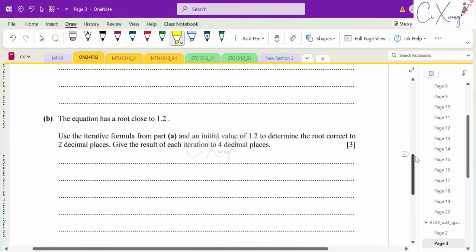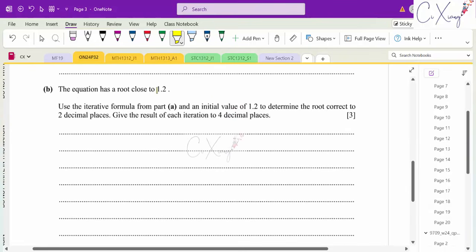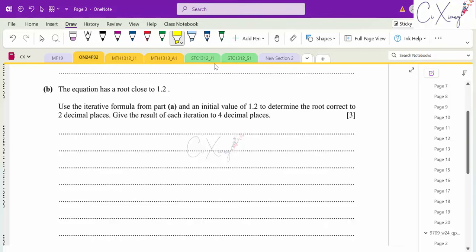For the next part, they say that the equation has a root close to 1.2, and they want us to use the iterative formula from part A and the initial value of 1.2 to determine the root correct to 2 decimal places, then give each iteration to 4 decimal places. So we have x1 equals 1.2. In this case, the initial value is given.